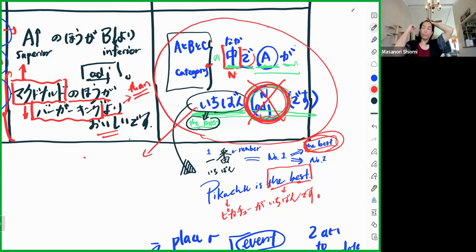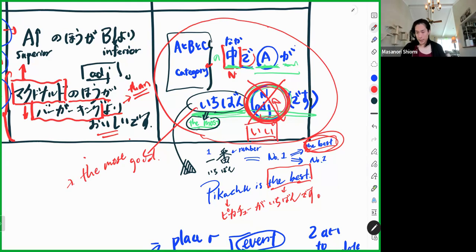But if you want to mean the most good, right? Of course, this is not grammatical in English. But we do need to put the adjective い here. 一番いいです means the best, meaning the most good.